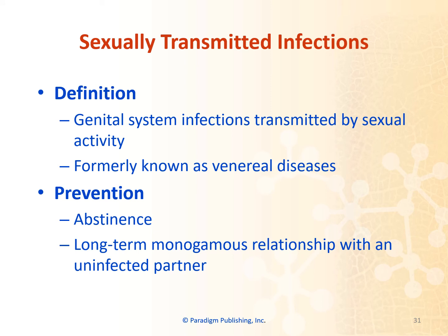Sexually transmitted infections. Definition here is a genital system infection transmitted by sexual activity. They are formerly known as venereal diseases, and they're pretty easily prevented. Abstinence is the best form, but long-term monogamous relationships with an uninfected partner is another. Also, prophylaxis helps as well.